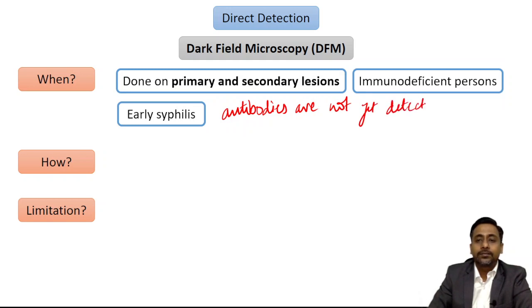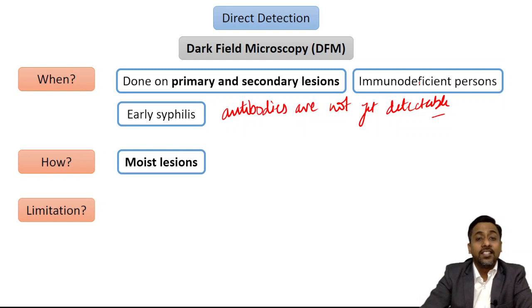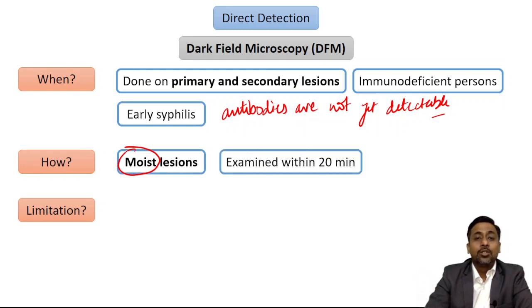And how to perform? The most suitable lesions to perform dark field microscopy are moist lesions. If the lesion is moist, the chances of recovery are very high. So a moist lesion is the most suitable lesion for performing dark field microscopy, and it should be examined within 20 minutes of collection of the specimen. Otherwise the organism may dry up and we will not be able to find the organism in the lesion.